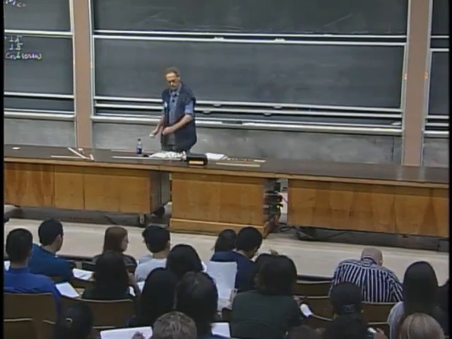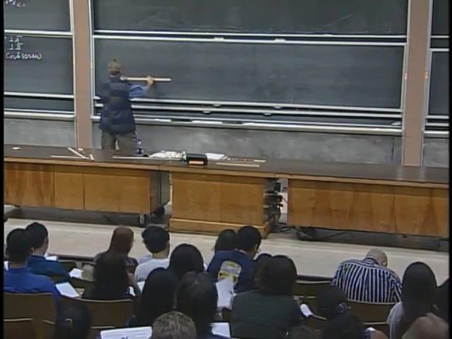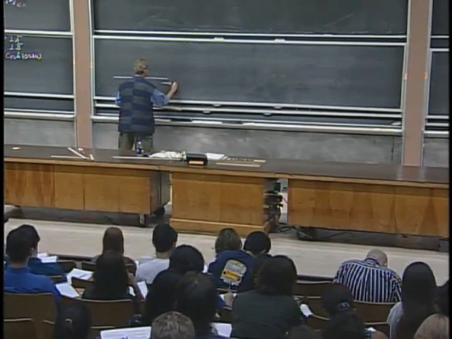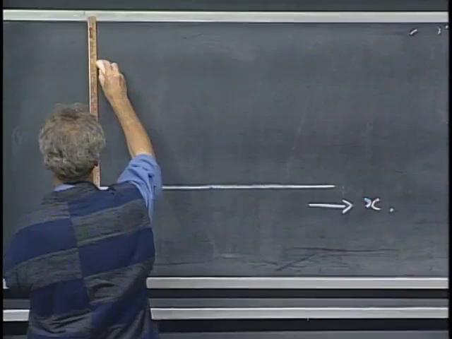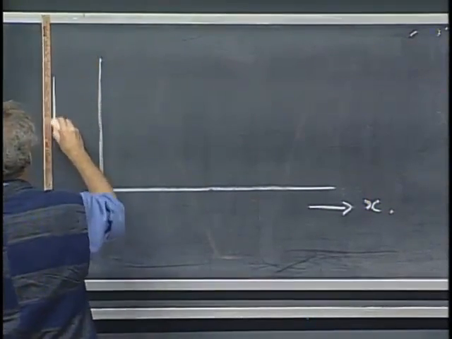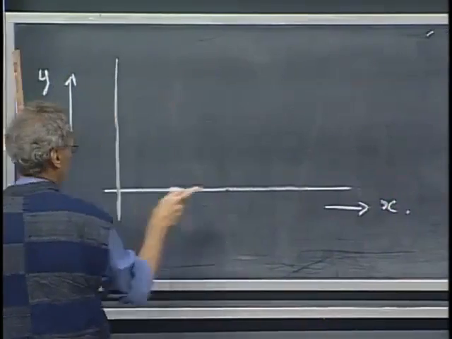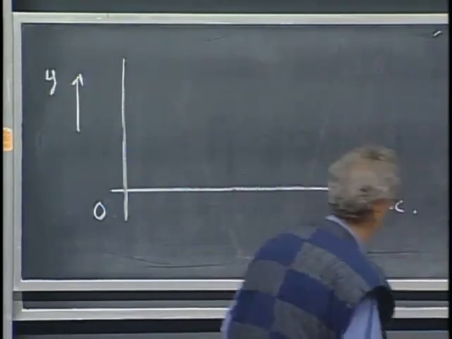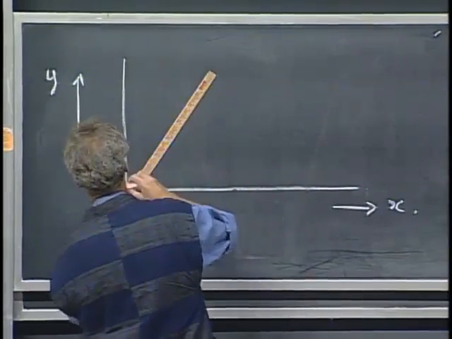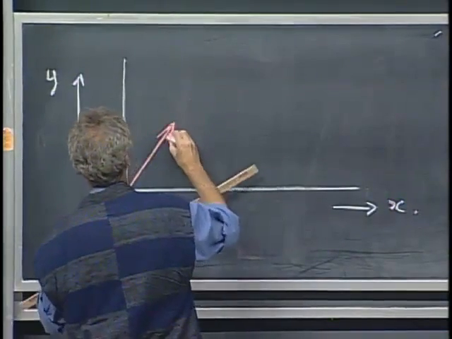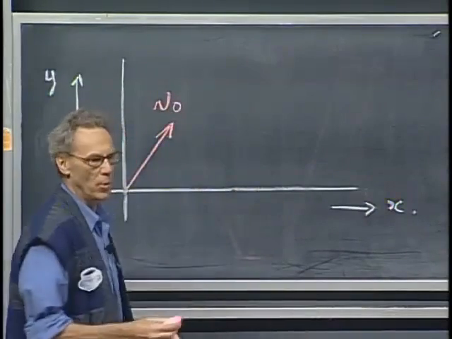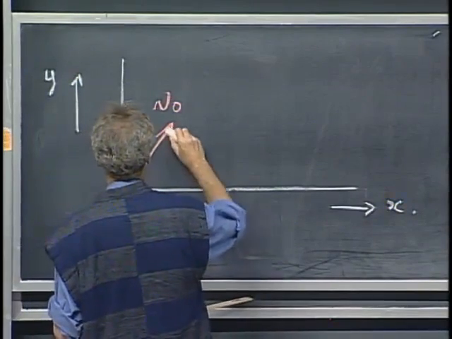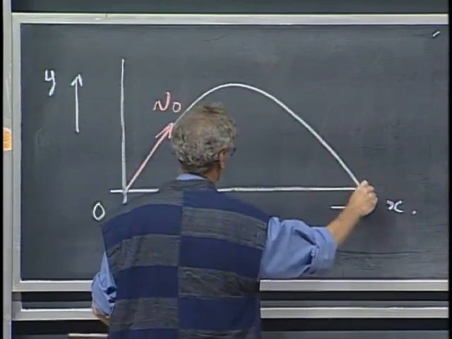So we are going to have one trajectory. Let this be the x direction, and let this be the y direction. Increasing values of y, increasing values of x. I take an object, and I throw it up with an initial velocity v0. And what is the object going to do? You're going to get a parabola under influence of gravity, and it comes down here again.